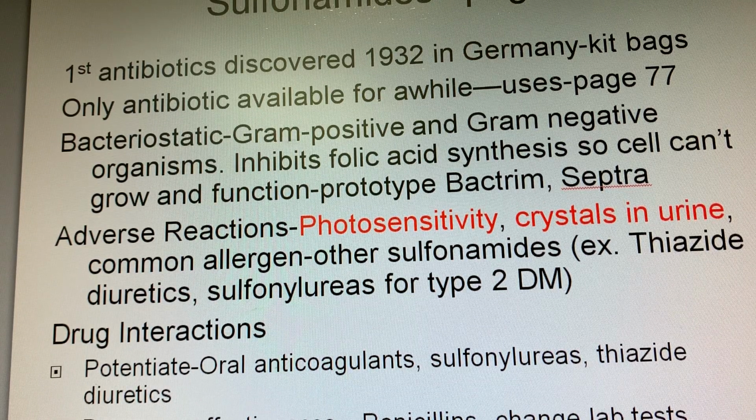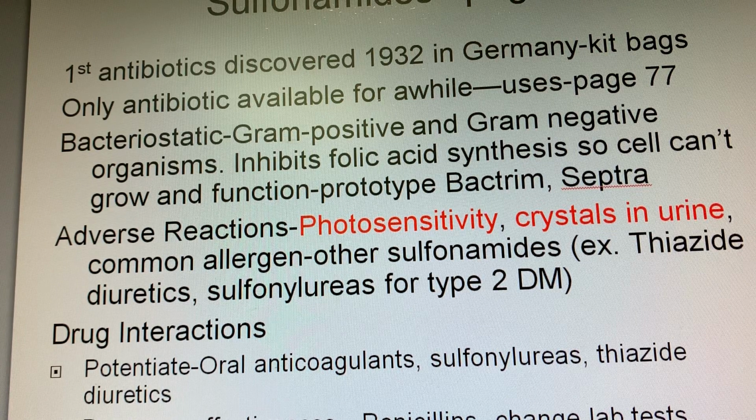It's a common allergen, so you can be allergic to other sulfonamides and to drugs that are chemically related to the sulfonamides. And you remember in chapter 8, we talked about thiazide diuretics. In chapter 17, we talked about the sulfonylureas for type 2 diabetes. So somebody sensitive to one type of sulfonamide can react and be allergic to others.